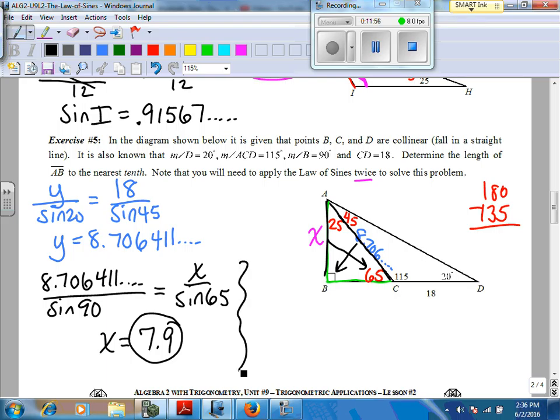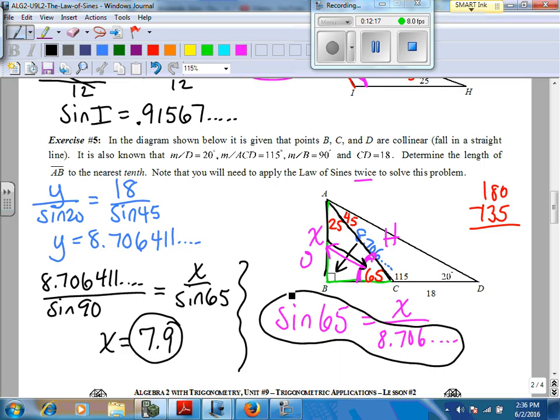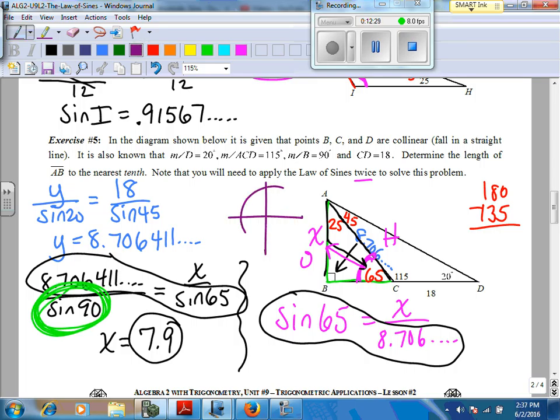Now again, you could have used SOHCAHTOA in this problem. If we did SOHCAHTOA, I probably would use this angle here and use opposite over hypotenuse. So you'd get sine of 65 equals opposite over hypotenuse. But look what you get on this diagonal. Sine 65 times that 8.706 number. The reason this works is because hopefully you remember what sine 90 is equal to from your unit circle. 90 degrees is up here at 0, 1. Sine 90 is 1. So that's why it's the same exact thing as doing SOHCAHTOA.